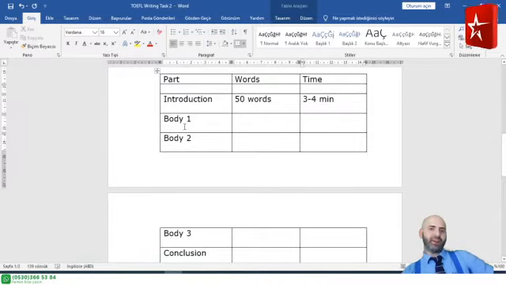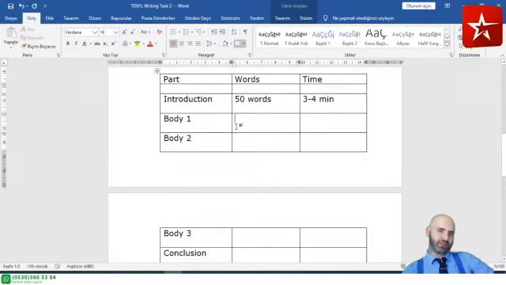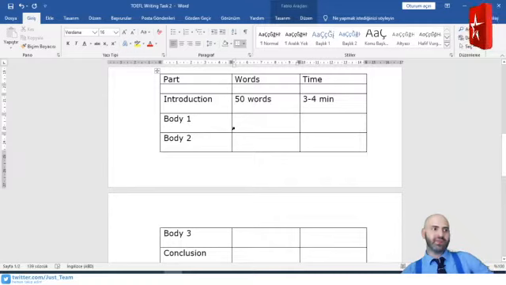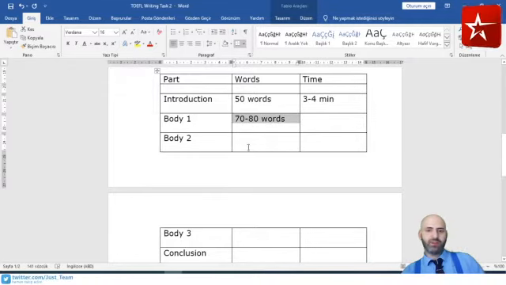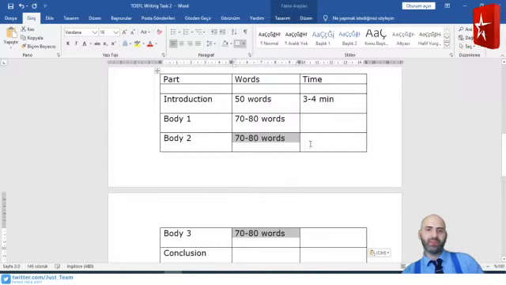Now let's move to body paragraphs. What do you think? How many words do we need to write in body paragraphs? Should it be longer than the introduction or shorter than the introduction paragraph? And don't forget that we need to write 3 body paragraphs. So let's talk about each body paragraph. Hussein thinks 70 to 80 words, and actually I can agree with Hussein. If you write 70 to 80 words, it will be very good. So let's write 70 to 80 words for each body paragraph.